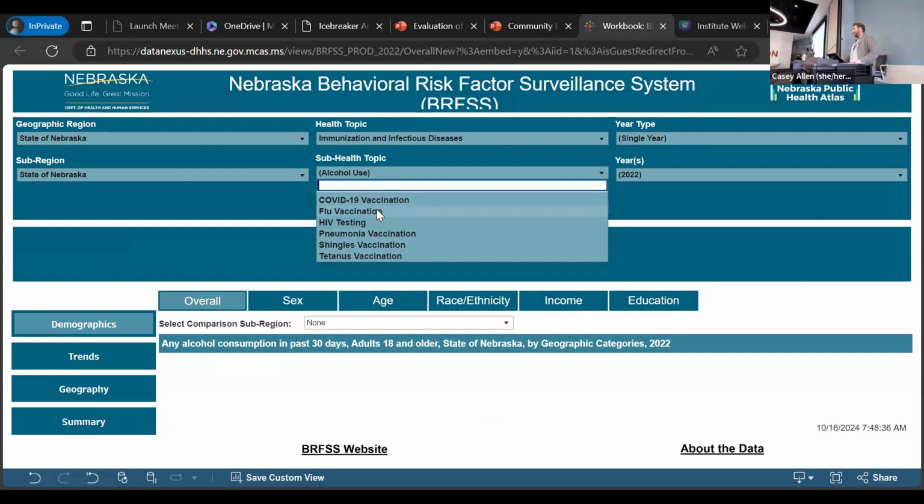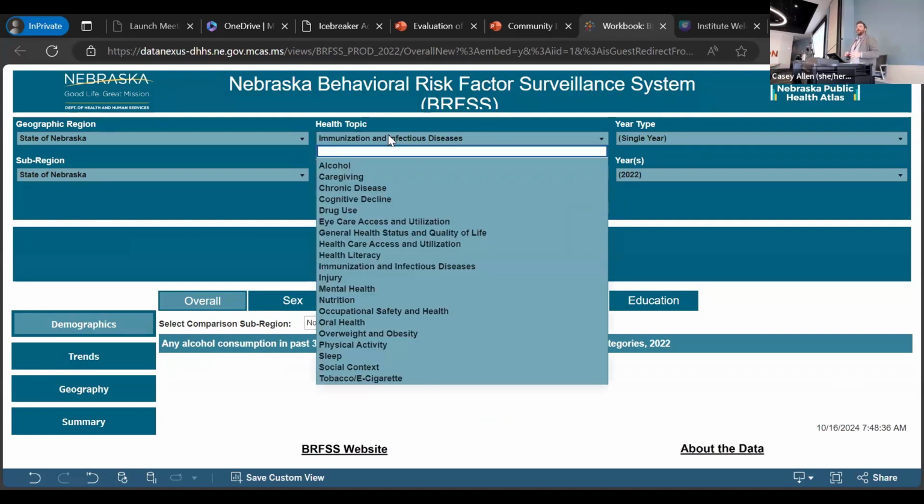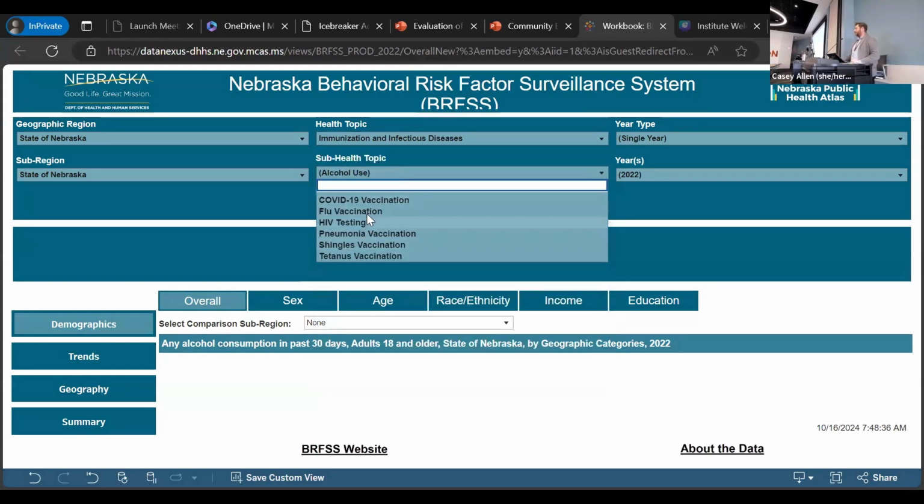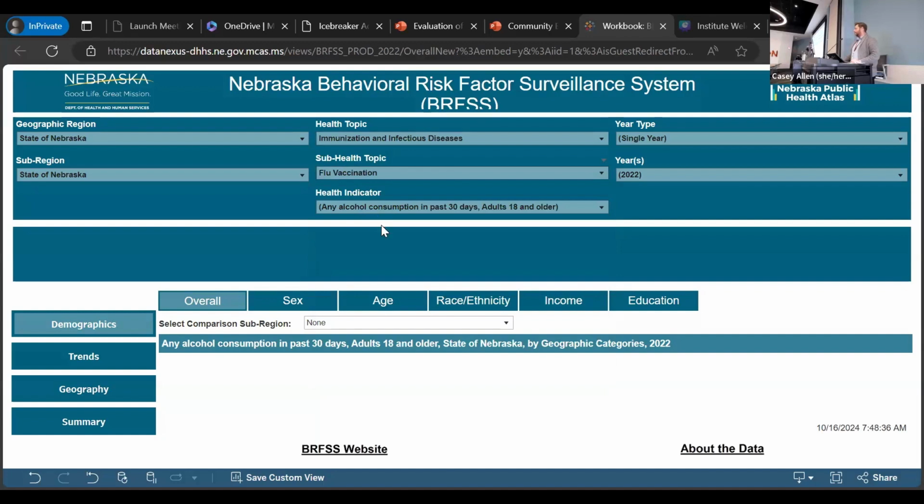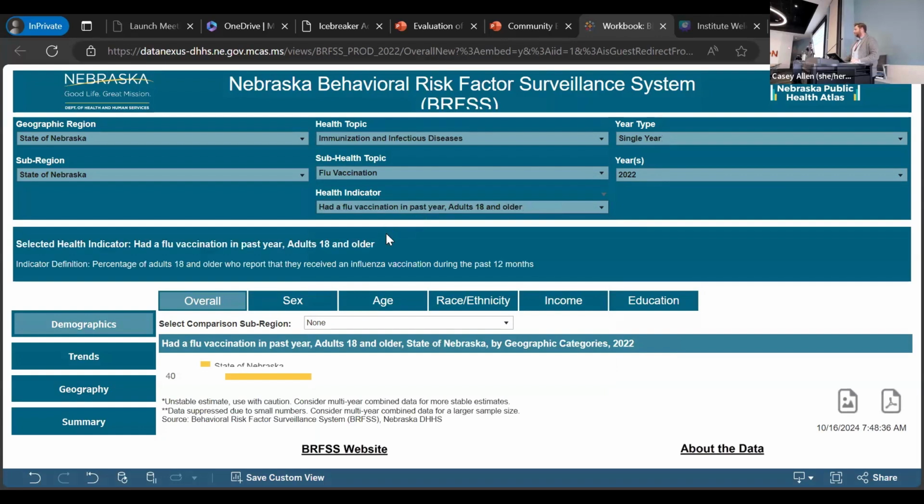We're going to select flu vaccination, but you could just as easily access COVID-19 vaccination information, HIV testing, pneumonia vaccinations, shingles vaccination, tetanus vaccination. The health topics cover everything from social determinants of health to behavioral risk factors to screening to preventive measures and services. And then you have the option of looking at adults 18 and over or 65 and older. We're just going to look at adults 18 and over.